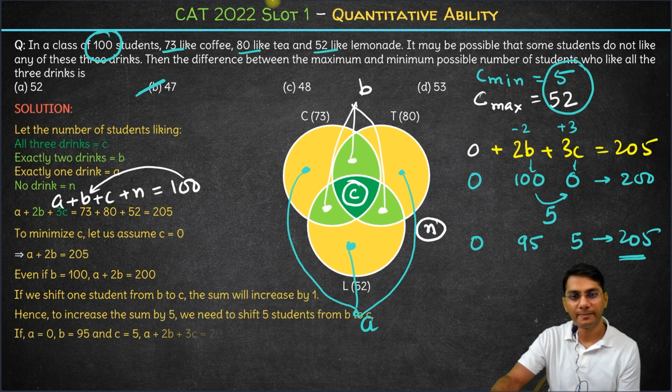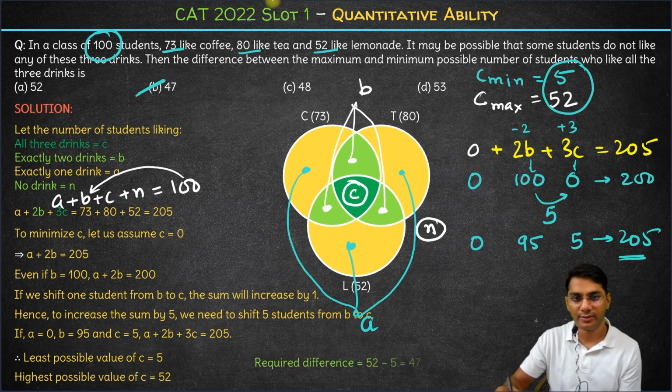So the highest possible value is 52, the least is 5, and the difference is 47.